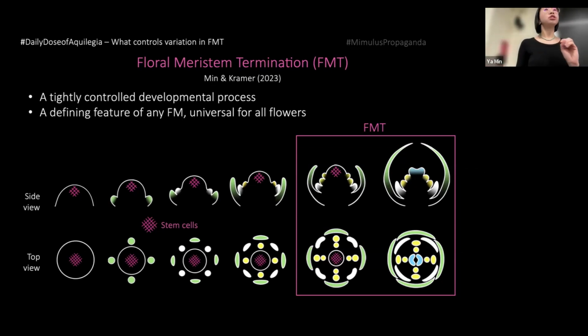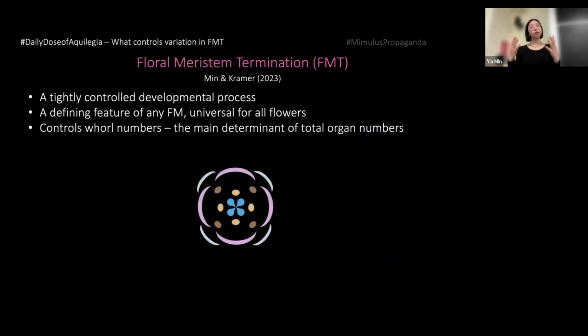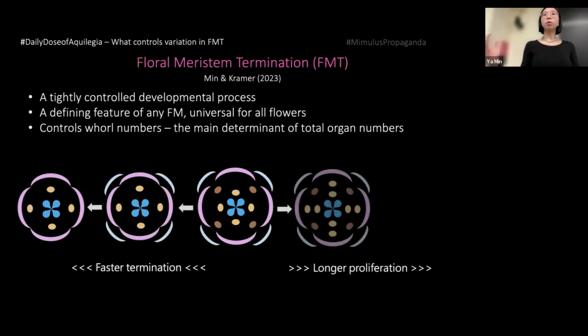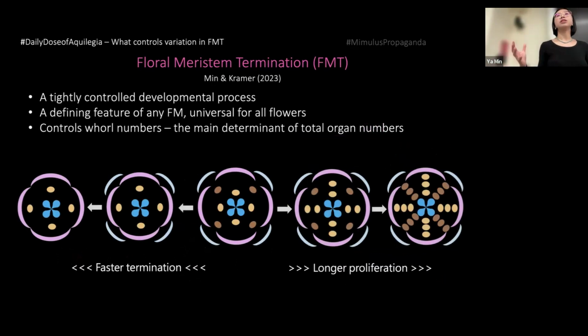It's also a major determinant of the total organ number in a flower. Let's think about it. If a floral meristem terminated early, so the stem cell activity is short, there are fewer whorls of organs in the flower. But if its activity is maintained longer and it terminates later, there are more whorls of organs, and thus more organs in the flower.